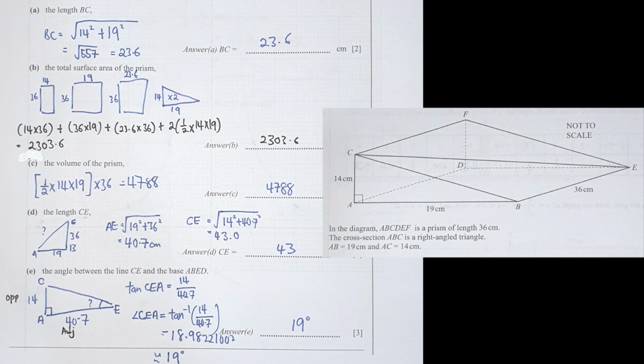For you to calculate CE's length, first you need the information of AE, the diagonal of the base. So using Pythagoras theorem, I identified AE's value as 40.7. With AE's information, I can use Pythagoras theorem again to identify CE's result. So your final result should be 43.